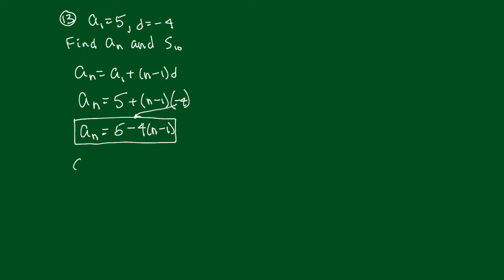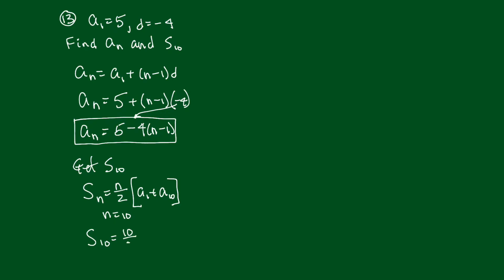And then we also have to get the sum of the first 10 terms. Now it's arithmetic, so I have a formula for this. S sub n is n over 2 times this quantity, a1 plus a10. Now n is equal to 10 because that's what we're looking for. So the sum of the first 10 terms is 10 over 2 times the first term, which is 5, plus, oh, we don't have this one, but we can get it, a sub 10.